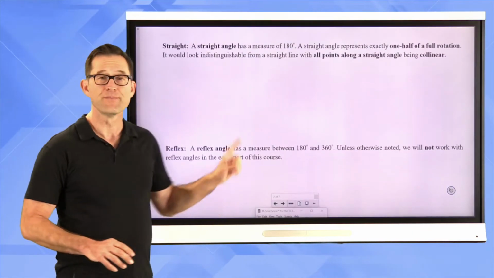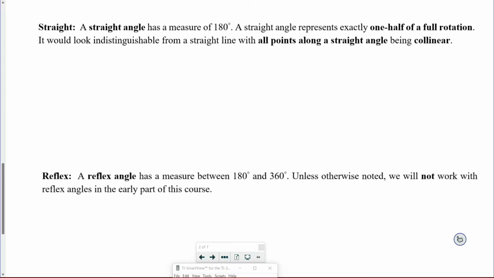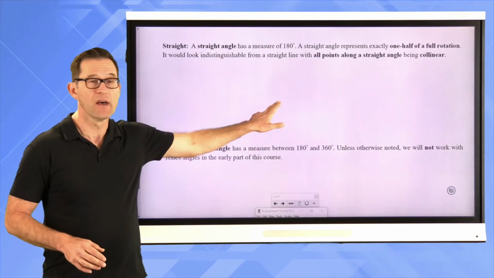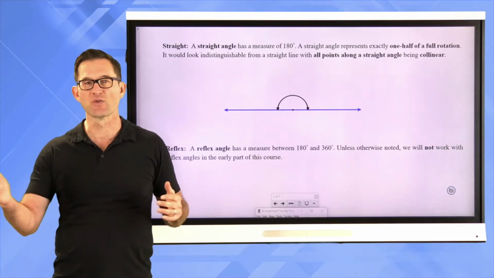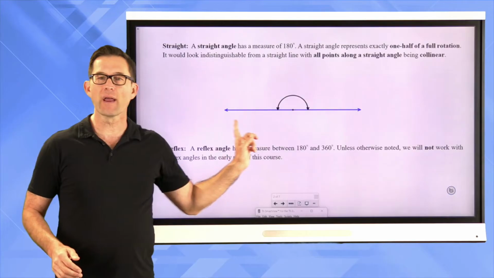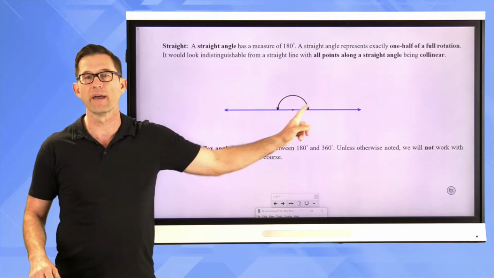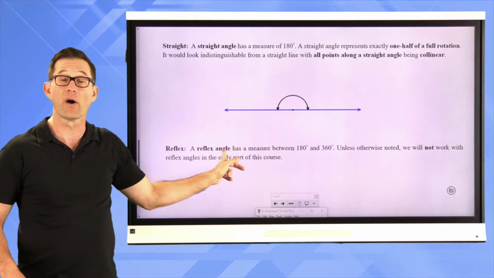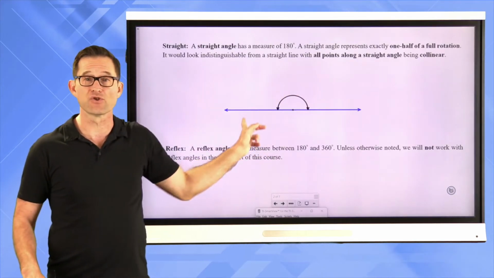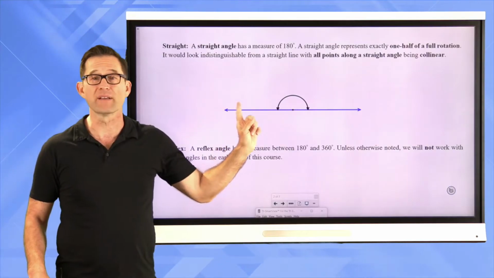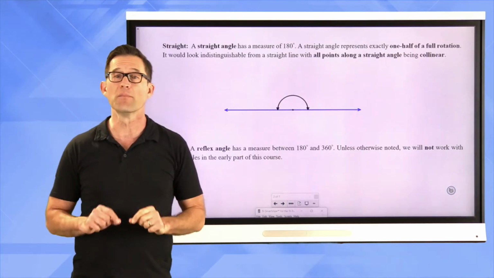Now a straight angle, let's talk about that. A straight angle has a measure of 180 degrees. A straight angle represents exactly 1/2 of a full rotation. It would look indistinguishable from a straight line, with all points along a straight angle being collinear. This is kind of weird because we think about angles as being like turns, how much do I have to turn here? But a straight angle literally is indistinguishable from a straight line, except at some point you say, well, there's my vertex. If I rotated that ray so it fell on top of that ray, it would take me a half a rotation to get it over to that one. But keep in mind, if I picked any three points along a straight angle, they would be collinear.